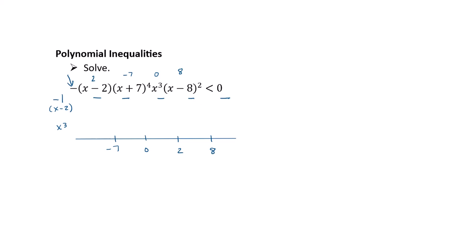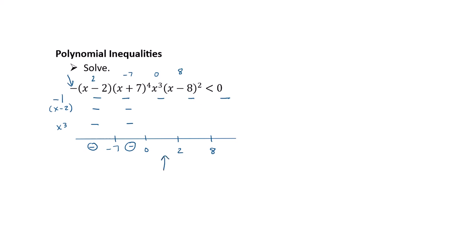So let's test here a -8. -8 minus 2 is negative. -8 cubed is negative. I have an odd number of negatives, so this is negative. Let's try a -1. -1 minus 2 is negative. -1 cubed is negative. An odd number of negatives means this is a negative interval.